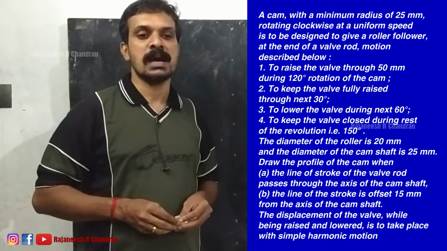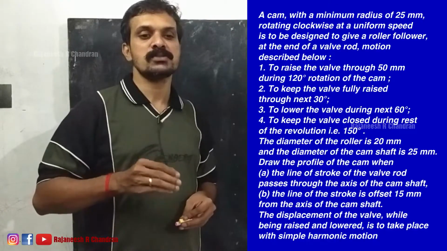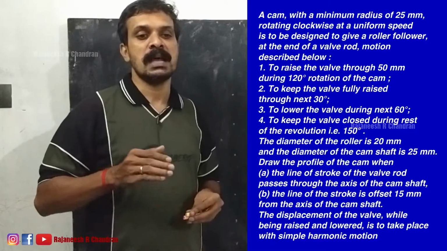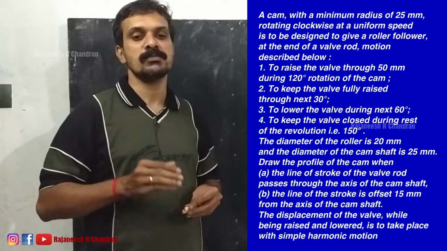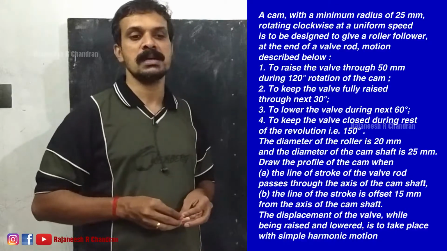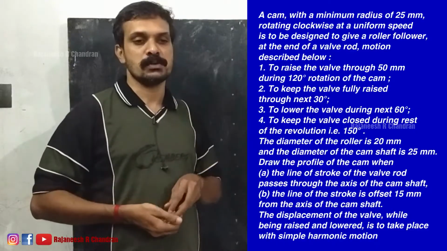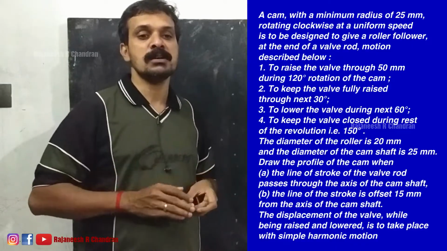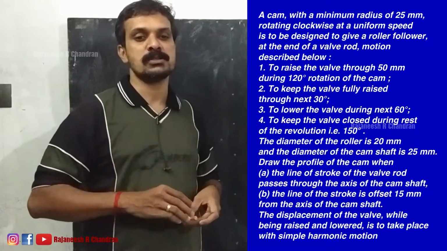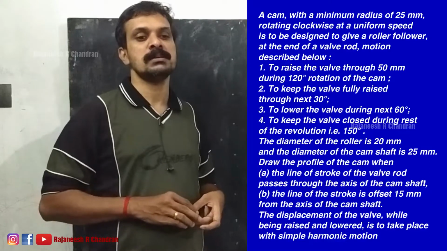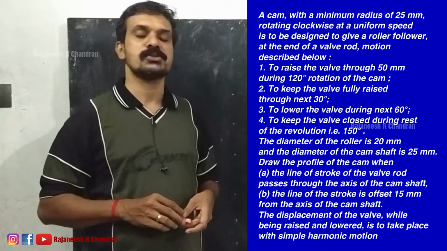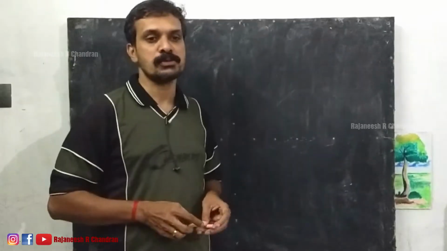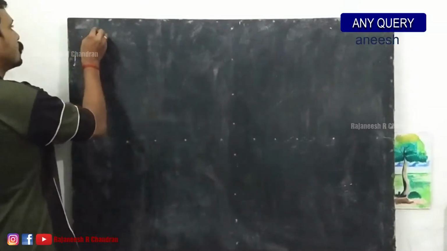Draw the profile of the cam when the line of stroke of the valve rod passes through the axis of the camshaft, and when the line of stroke is offset 15 mm from the center of the axis of the camshaft. So this is the question. The displacement of the valve while being raised and lowered is to take place with a simple harmonic motion.